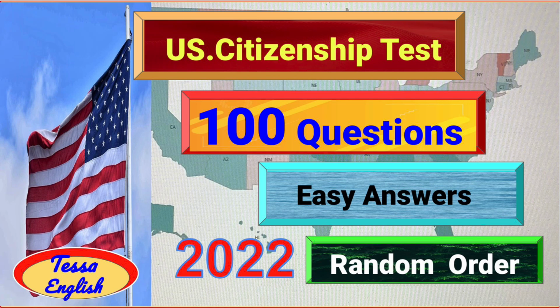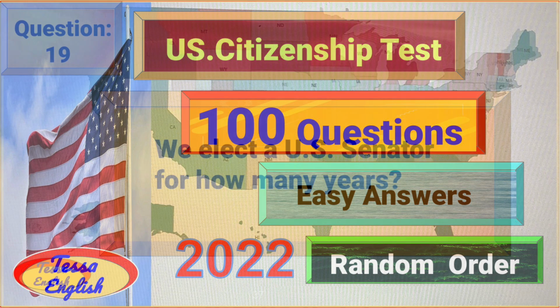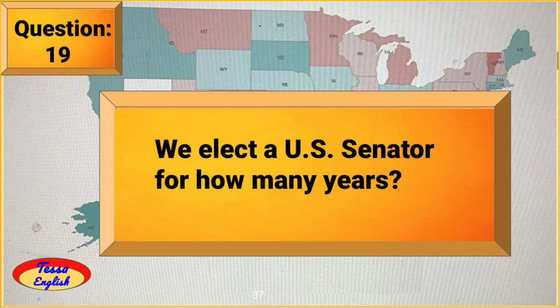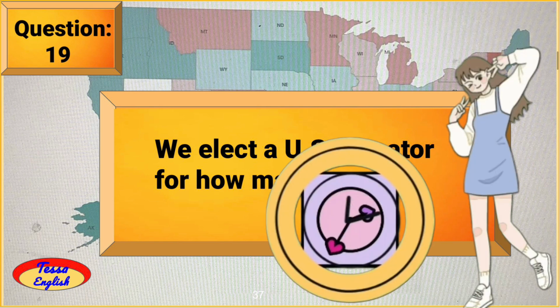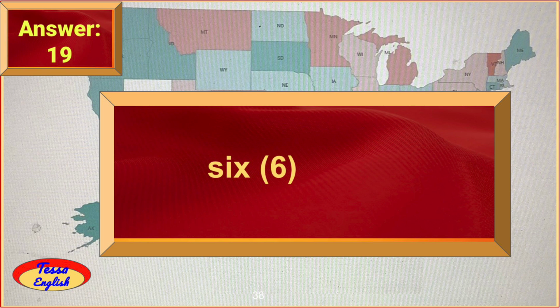Civics 100 Questions and Answers. We elect a U.S. Senator for how many years? 6.